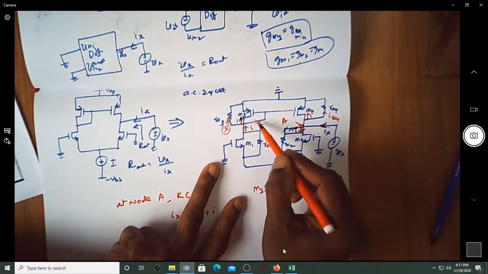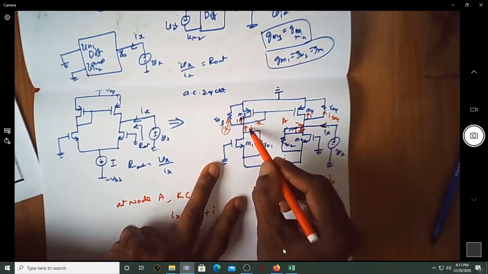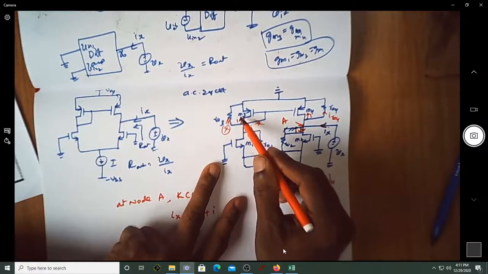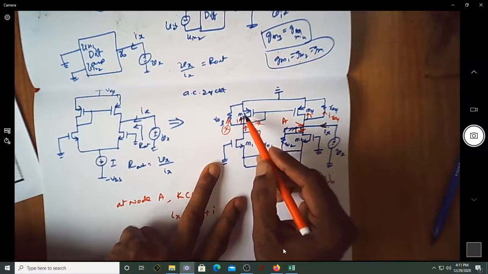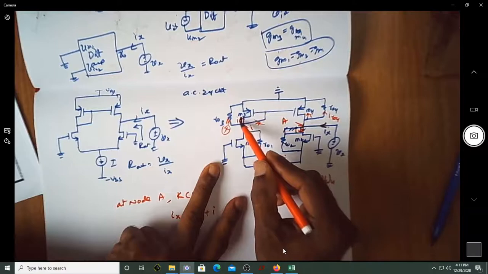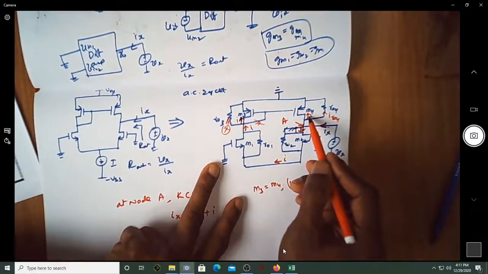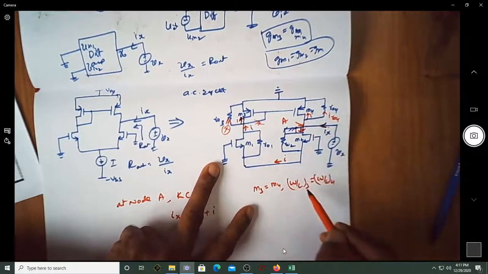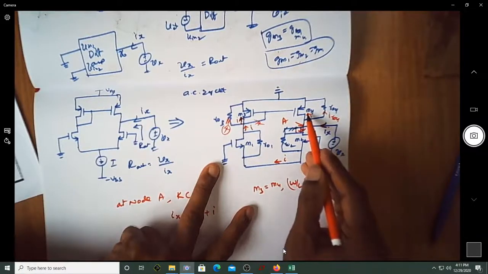There cannot be any current flowing here. This current I will certainly choose this one over the gm3 path. And then since it's a current mirror, the same current will flow in this direction with the same magnitude, because we have assumed W/L of 3 is equal to W/L of 4. So this is that current.